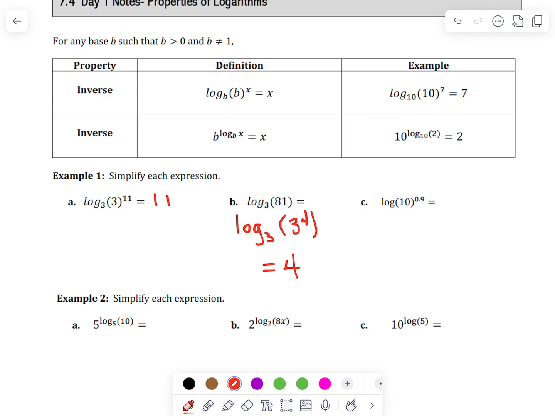Example C. The logarithm is the common log. The base is missing, so that's assumed to be base 10. And then we have an exponential of base 10. So the answer will just be 0.9.